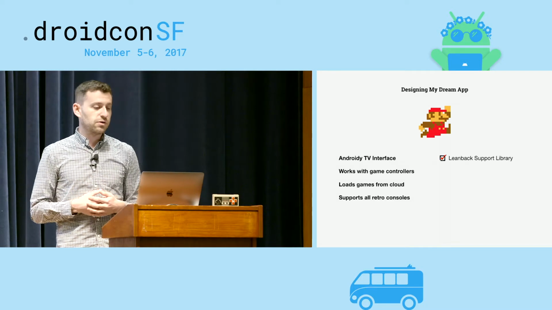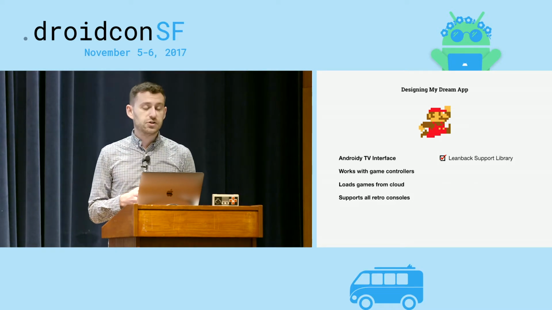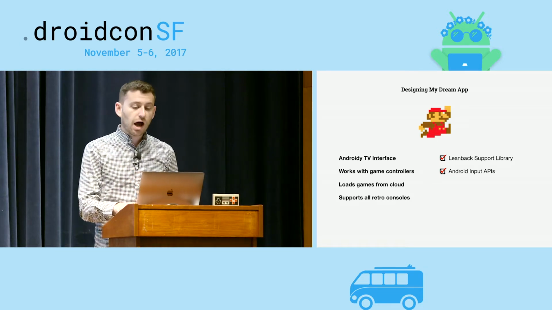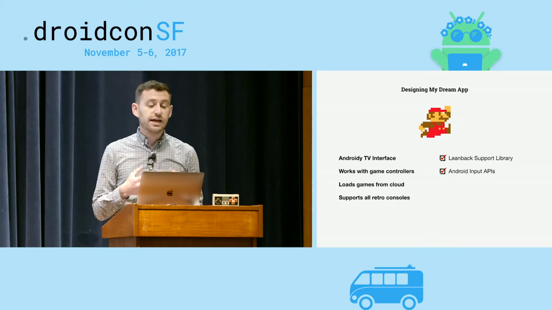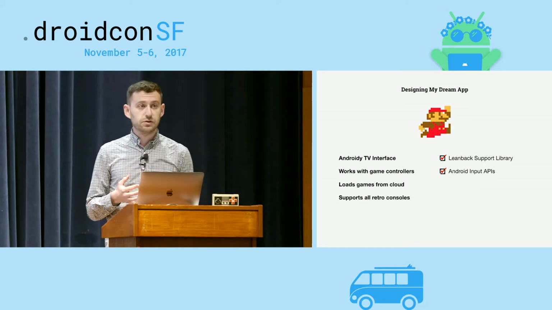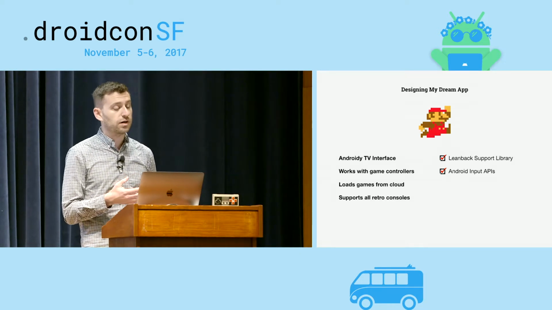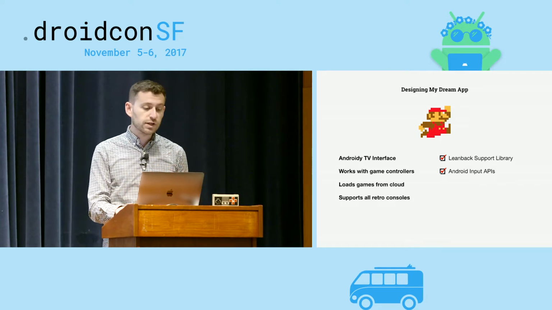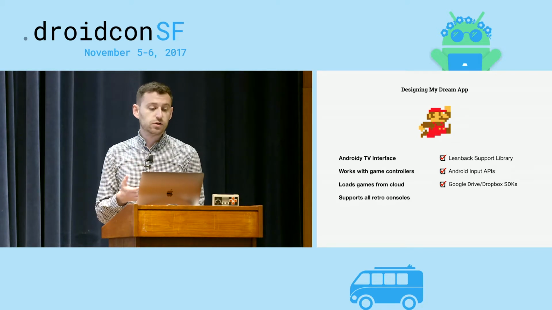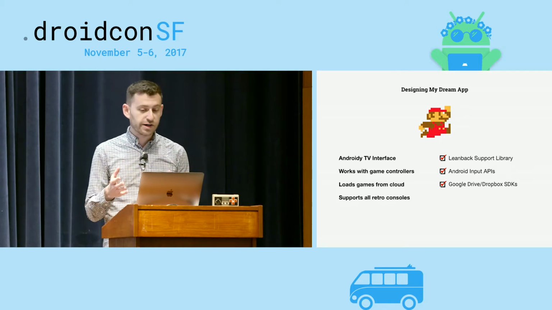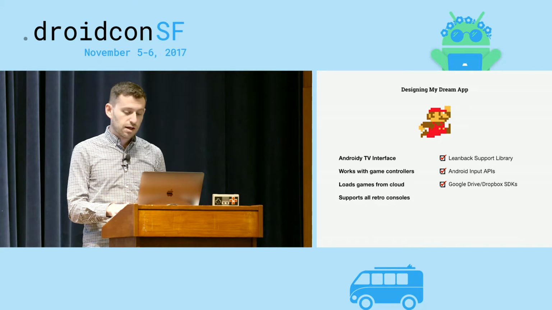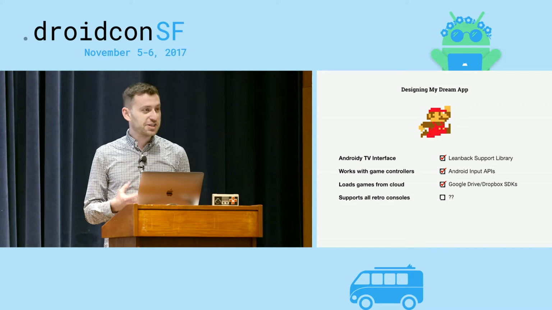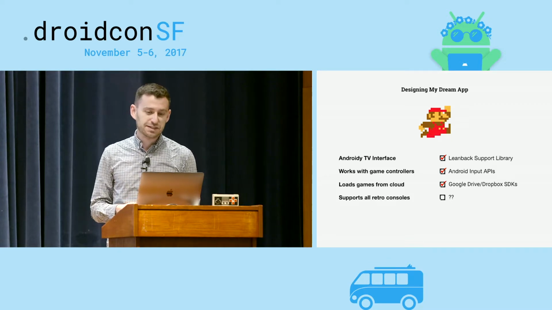So thinking through these requirements, I knew that I could build an Android TV interface using the leanback support library from Google. I learned that the standard Android input APIs can be used to handle game controllers, so adding support for a controller is very similar to supporting a keyboard. For loading games from the cloud, the Google Drive and Dropbox SDKs are already there, so I figured I could use that. But maybe I was getting a little bit ahead of myself, because I actually knew nothing about emulation and how I was going to play these games.